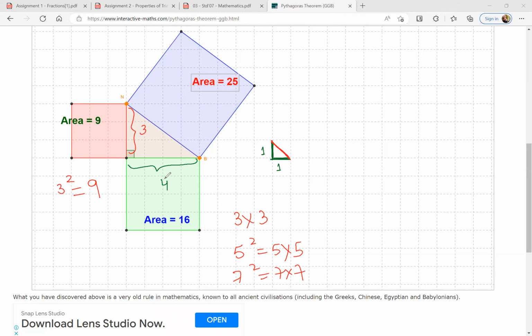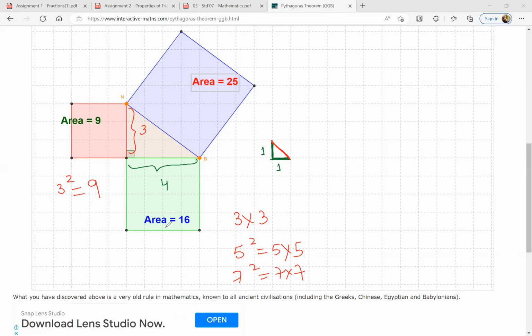Now, what is the area of the green square? 4 into 4. Very good. And what is 4 into 4? 16. So that's why they've written 16 over here.